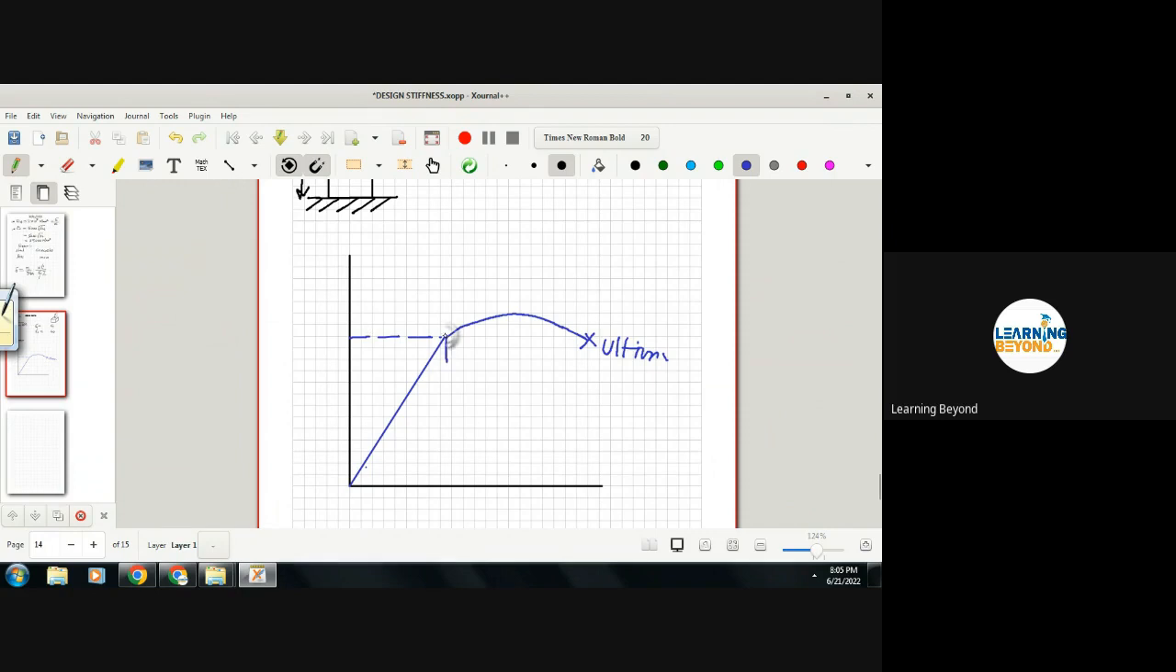And what is this point we call it as? ये point कौन सा है? Yield point. Yield point only. And the stress here is yield stress.